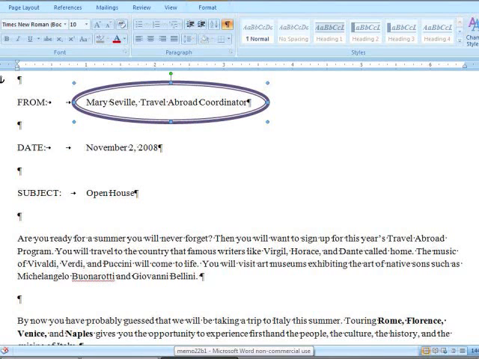A good rule of thumb to know when to use reference initials is if your name does not appear on the from line. Just like in this memo, my name is not Mary Seville. Therefore, I had to add my initials because I am the one who keyed the text, but I did not write the text.